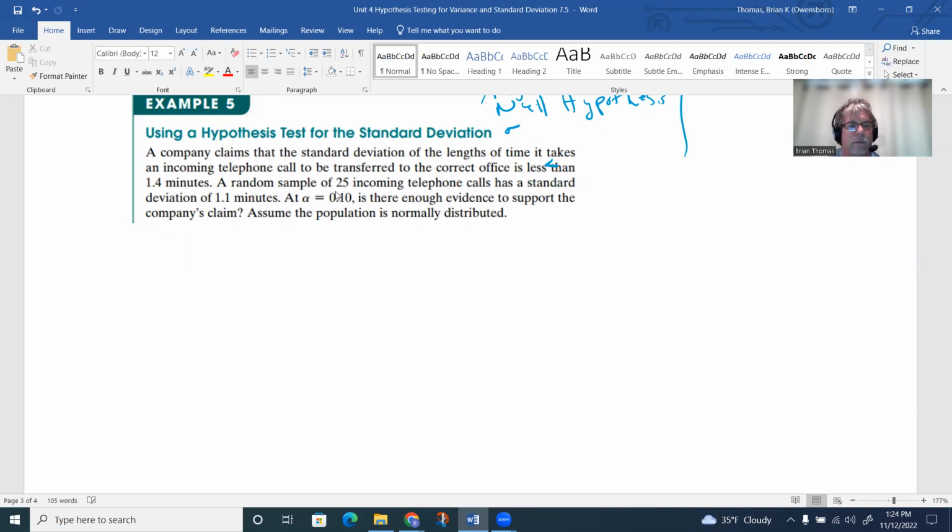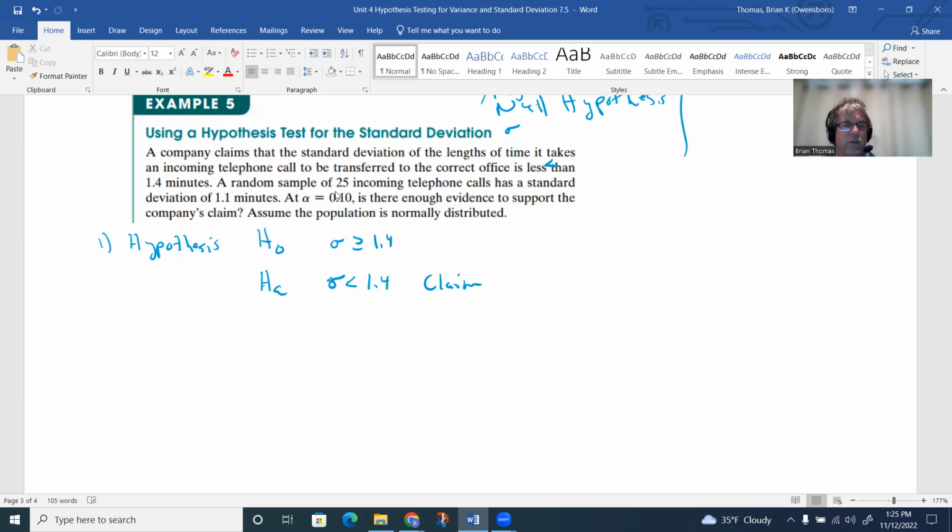So since they say that, our first step is, again, the hypotheses. We always have to have the null hypothesis and the alternative hypothesis. Now notice how we're talking about the standard deviation, and it says less than 1.4 minutes. That has to fall under the alternative hypothesis. So sigma has got to be less than 1.4 minutes, which means our null hypothesis is going to be the other side of that: sigma is greater than or equal to 1.4 minutes. And notice how this is our claim down here. So it's important to pick up on where the claim is.